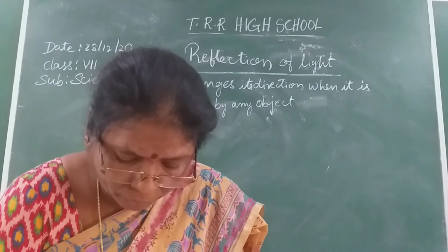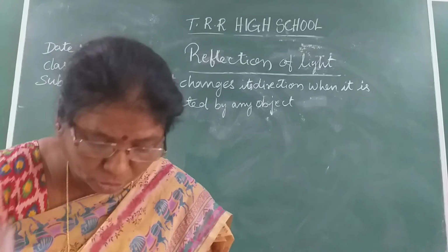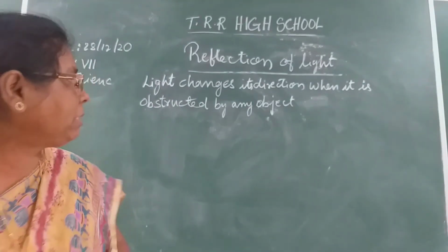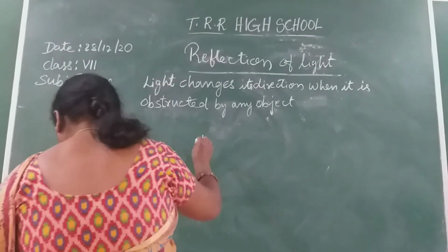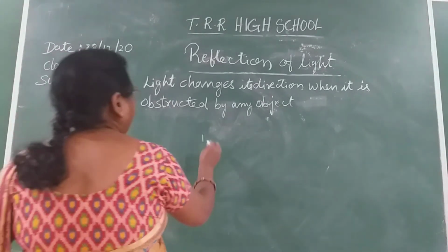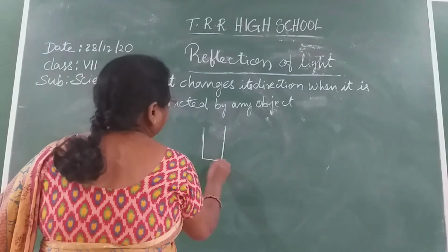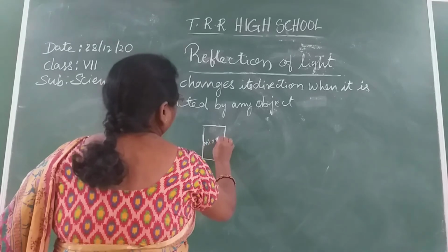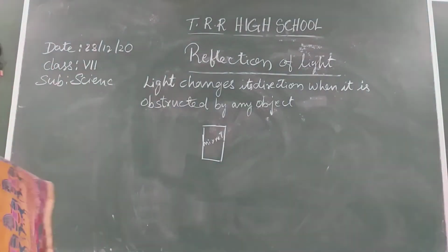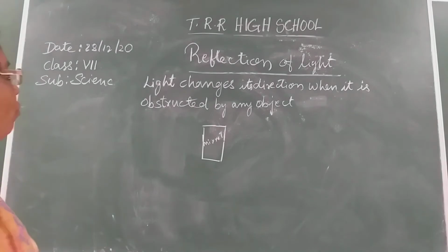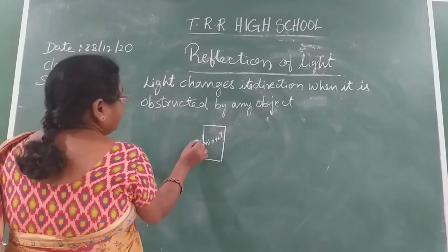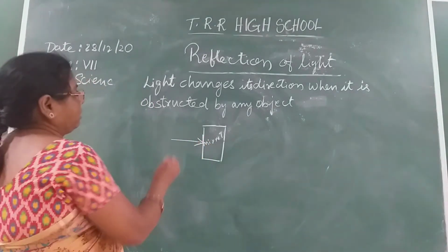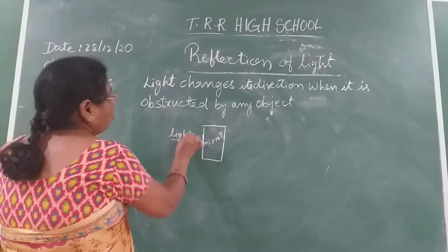Now we will learn more about the reflection of light. See these activities. Take a torchlight and a mirror. This is what you call a mirror. Now what you have to do is focus the torchlight on the mirror.